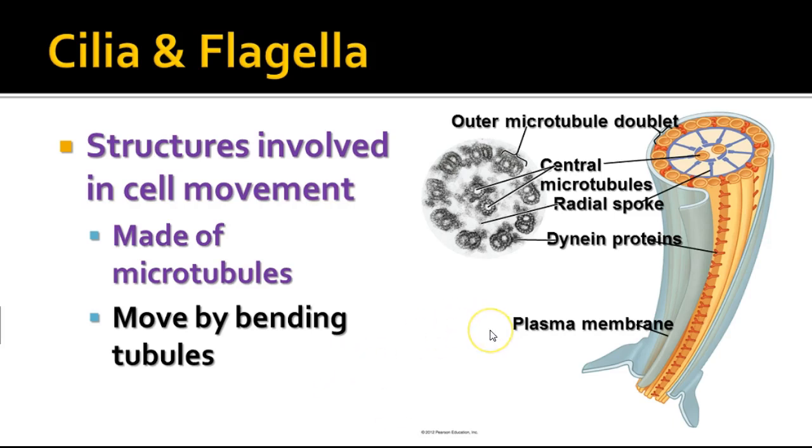Now some cells have these structures called cilia and flagella, and these are involved in moving the cell itself. They are made of microtubules with some of these other motor proteins that are embedded in them, and they move by bending the tubules back and forth. This shows the basic structure of a cilium or a flagellum. They're pretty much the same in structure. Cilia are shorter and flagella are much longer. And you'll see there are some central microtubules, and then there are these pairs arranged in a circular fashion around those, and there are proteins connecting them that are contractile proteins that can move the fiber from one side to the other.